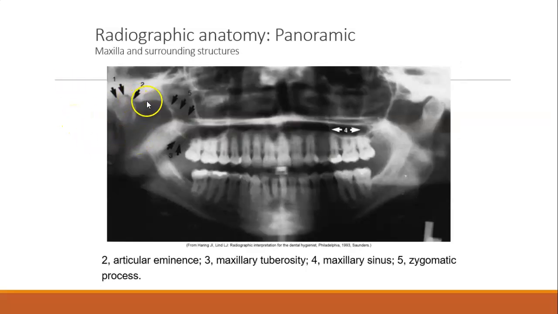So then we have the articulating eminence. This is what that condyle rides up on. And then here we have the fossa, the glenoid fossa, and then the articulating eminence. We have the maxillary tuberosity, would be right about here. I guess this person, maybe it's up higher because maybe they have some bone loss. Maxillary sinus, this is the maxillary sinus, here and here, this kind of open area. Zygomatic process would be through here. Zygomatic process.